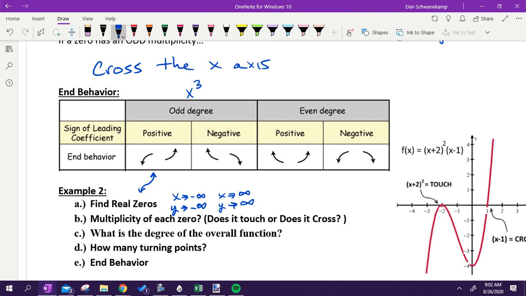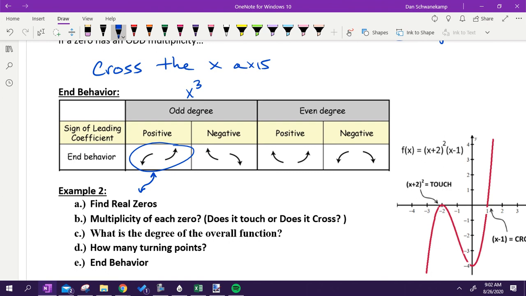I don't got time for that. Okay, that takes a long time. That means as you go to the left, you go down. As you go to the right, you go up. That's what that means in fancy words. So instead, I'm going to draw an arrow going down and then an arrow going up. That's what our end behavior looks like. You're going to start down and end up when you finish the graph.